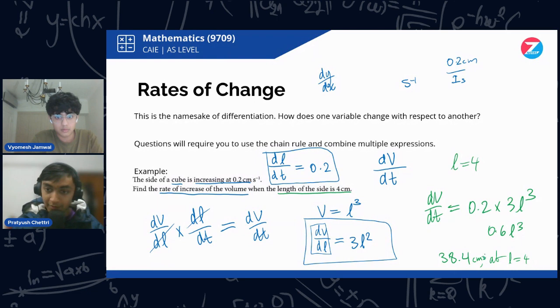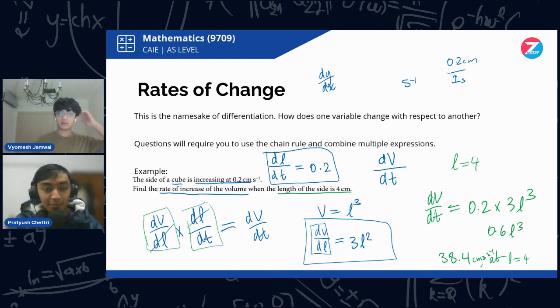per second, because that's the volume change per second. Remember this. Make sure you have the correct expressions of what's changing with respect to what. And then you can line them up and go ahead.